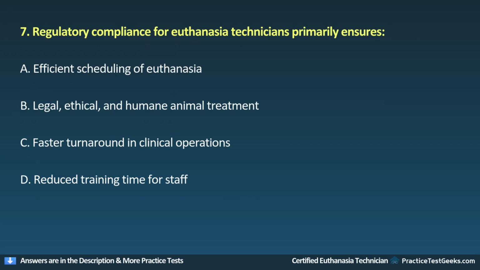7. Regulatory compliance for euthanasia technicians primarily ensures A. Efficient scheduling of euthanasia. B. Legal, ethical, and humane animal treatment. C. Faster turnaround in clinical operations. D. Reduced training time for staff.